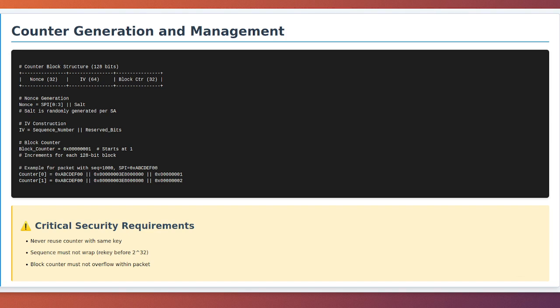Modern implementations often use what is called the ESP counter mode specification from RFC 3686, which standardizes counter construction. In this scheme, the counter block consists of a 32-bit nonce, the 64-bit ESP IV, which includes the sequence number, and a 32-bit block counter. This provides 2^32 unique packets per SA, with each packet able to encrypt up to 2^32 blocks or about 68 gigabytes of data, far more than any realistic packet size.